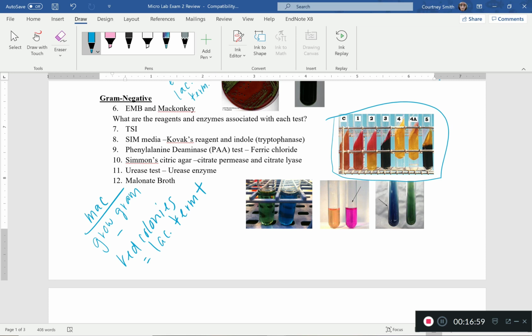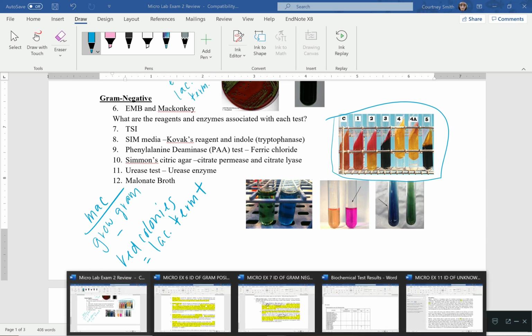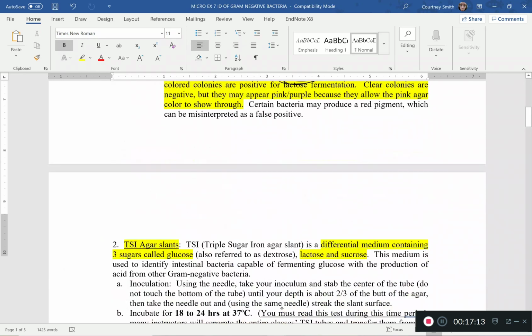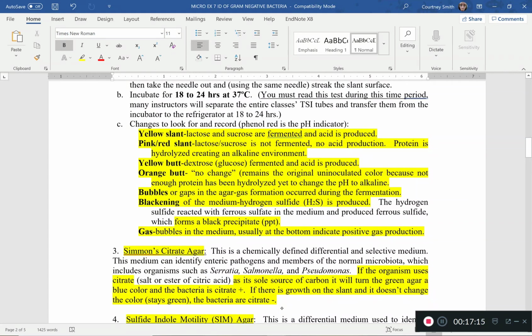So one has a red slant and a black butt, one has a red slant and a yellow butt, some have some bubble production, and some are all yellow, some are all red. You need to tell me what that means. And what that means for each of them is right here. So definitely know this, guys.